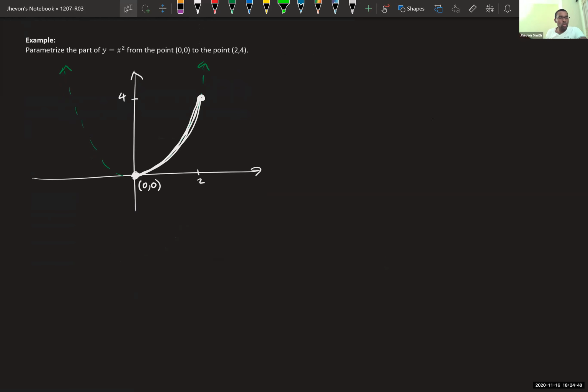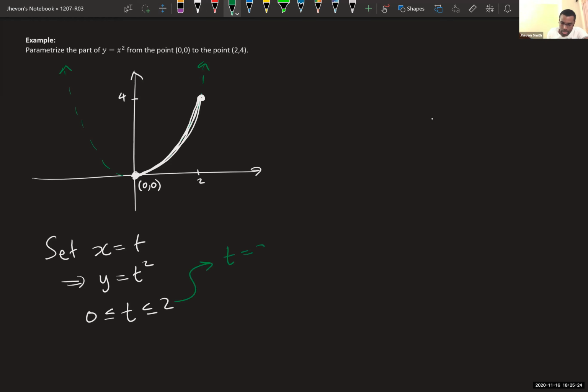Whenever you have a weird curve where there is no nice formula for it, you can let one of the variables themselves be the parameter. So what I could do here is just set x equals t, and notice that that would immediately give you y equals t squared, because x is t. And then what are the limits that I would use here? Well, I would use 0 to 2. You might ask me, why would you use 0 to 2? Well, t equals x, so the x limits are the t limits.